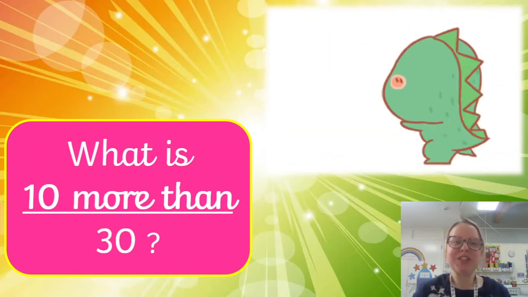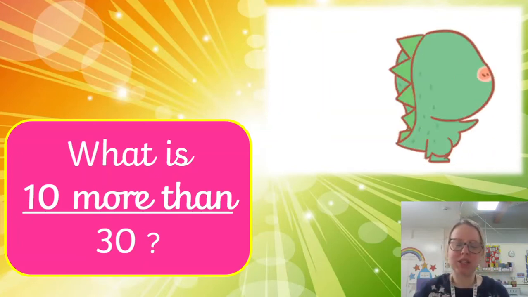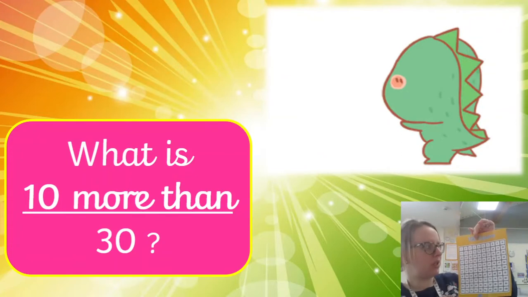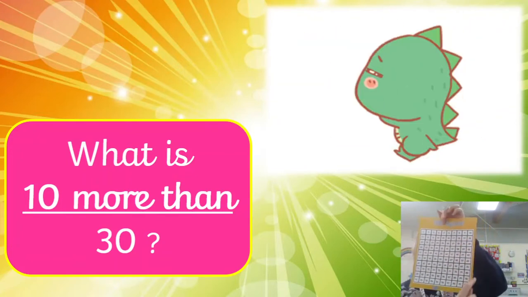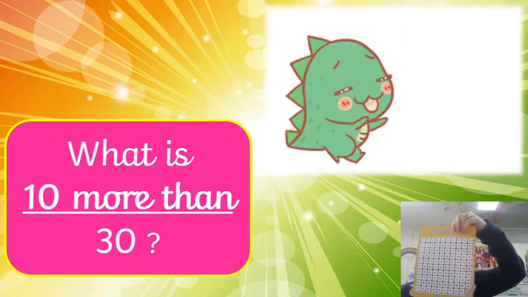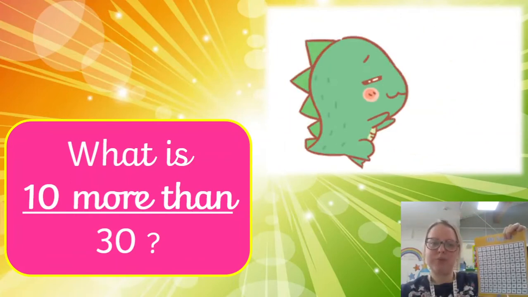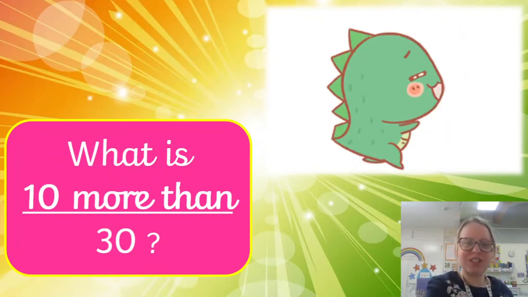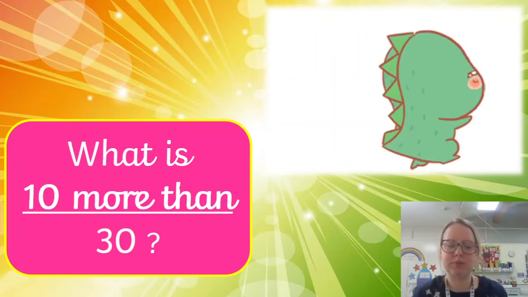Okay, what is 10 more than 30? So we now know, don't we, that on our 100 square, this is our tens column. Okay, this is our tens column down here. So when we're finding 10 more, we just need to do a jump down. So you need to find number 30 and do a jump down to find 10 more. What is 10 more than 30?